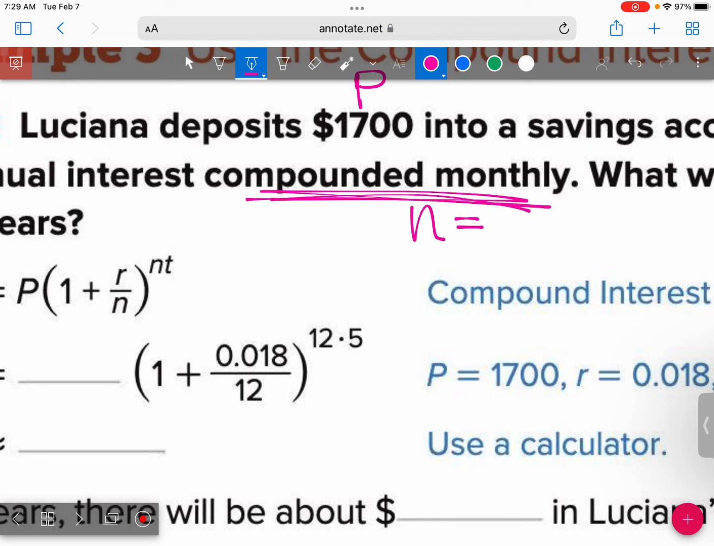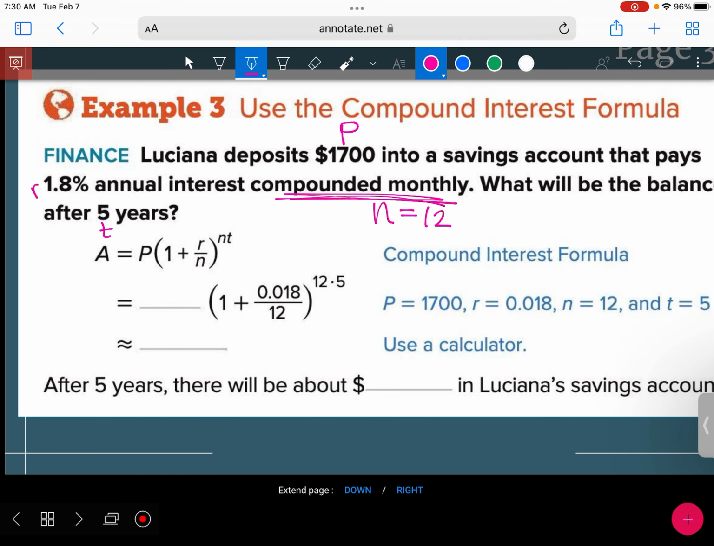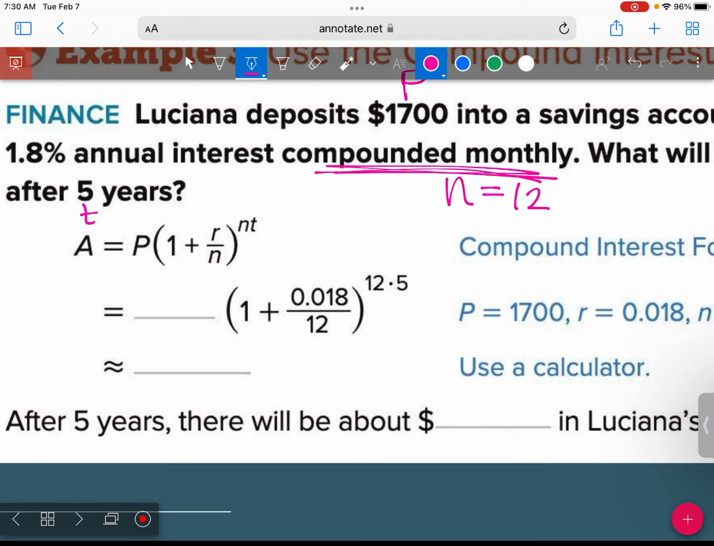So N is going to equal what? It's how many periods are in a year. So if it's compounded monthly, how many periods are in a year? 12. And it's going to be 12. Does that make sense? So if it says compounded annually, N is going to be 1. If it says compounded monthly, N is going to be 12. Okay? So what will the balance be after 5 years?